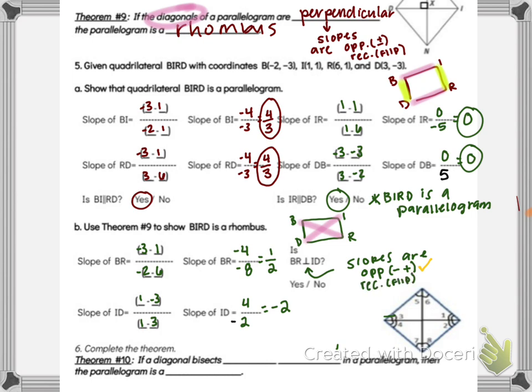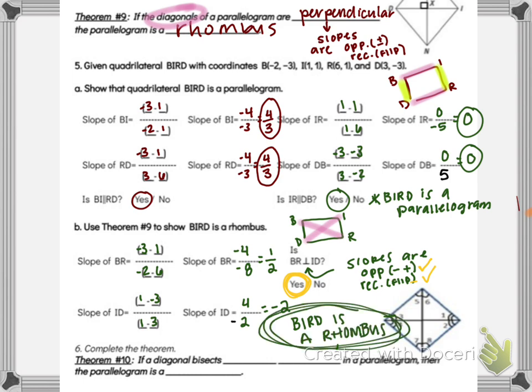Reciprocals means that they are the flipped versions of each other. So if I flip 1 over 2, it's going to give me 2 over 1. And what is 2 over 1? 2. Okay, so they are reciprocals. So because they are opposite reciprocals, that means yes, this is perpendicular. So that means that this is a rhombus. Okay.